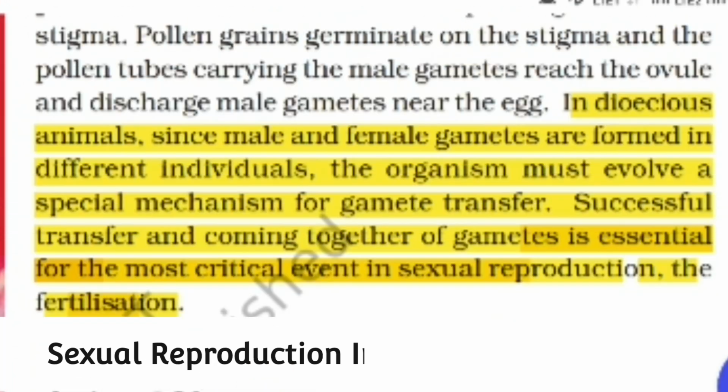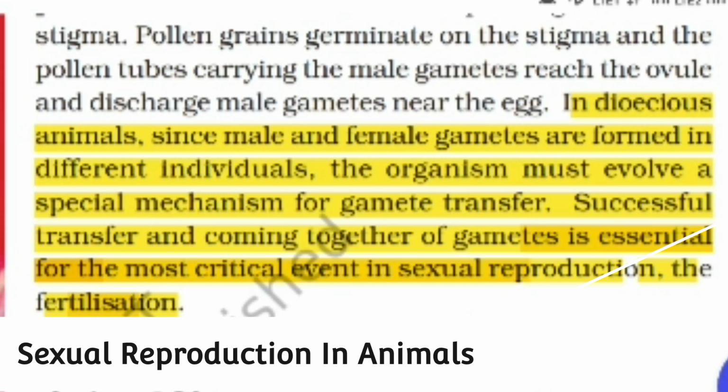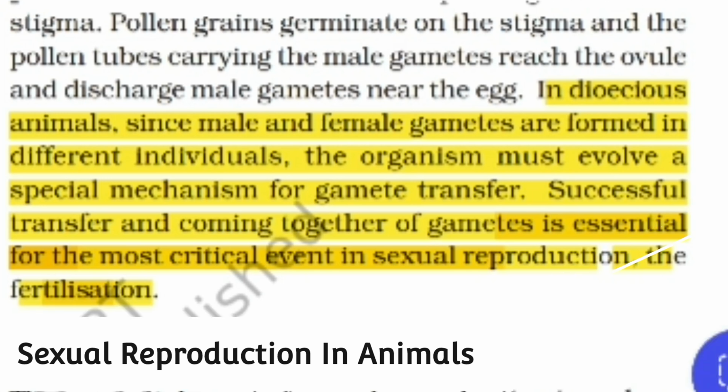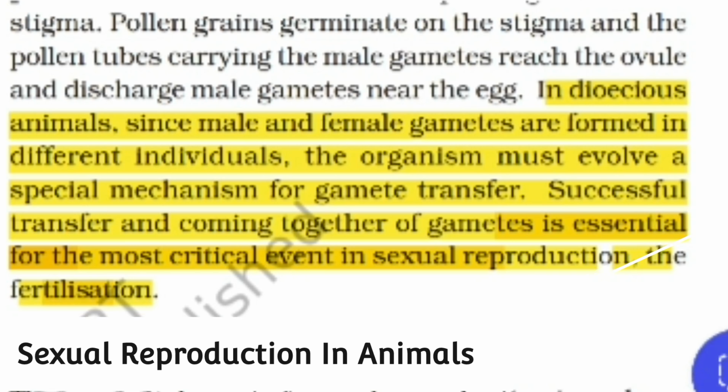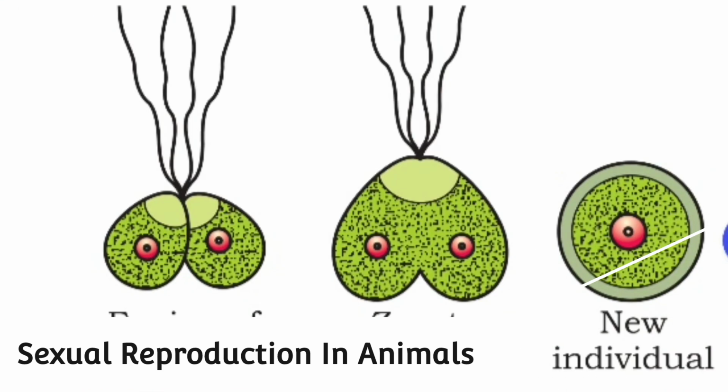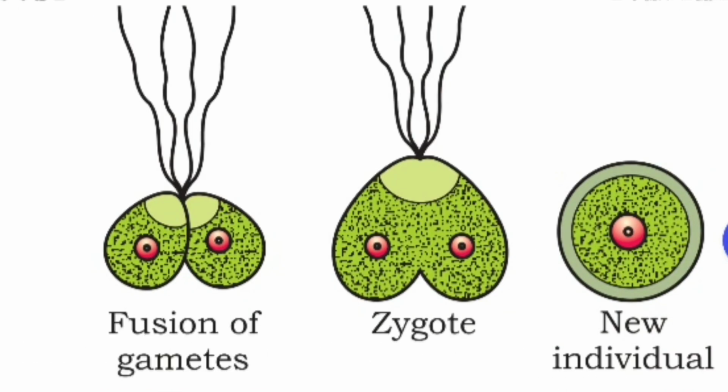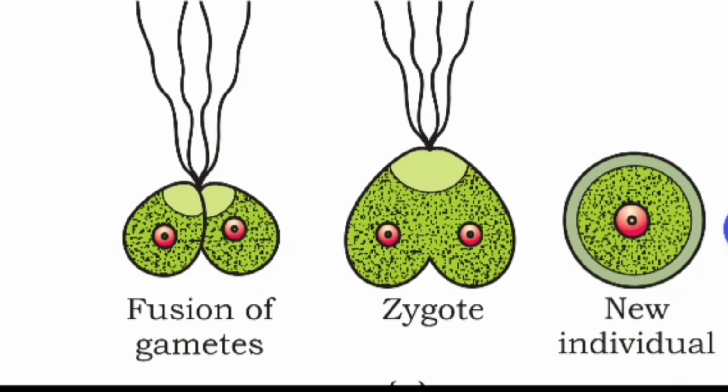But here we have different conditions in dioecious animals, because here male and female gametes are produced by different individuals. So in such organisms, they evolve a special mechanism for gamete transfer, and that successful transfer creates the possibility of fusion of the gametes. Such reproduction is known as sexual reproduction. So these are the three stages of the fusion of gametes, which form the zygote and make the gamete for the new individual. So you should try to draw these diagrams to learn well.